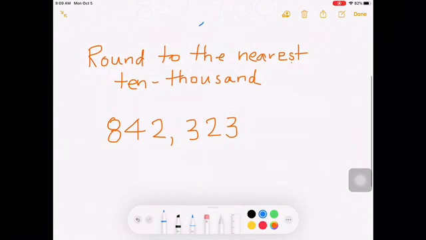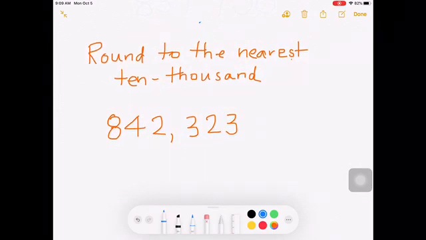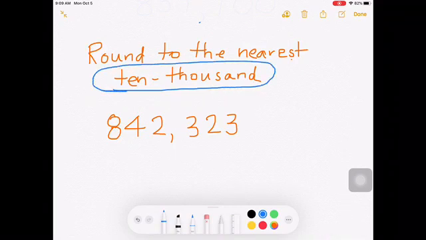We are rounding this one to the nearest 10,000. Once again, I'm going to identify and know that I have to go to the 10,000s place. That's what we're rounding it to. So I'm circling it to make sure that I know that we are going to the 10,000 place. So let's look when we see ones, tens, hundreds, thousands, 10,000s. We underline the place that we are rounding to.